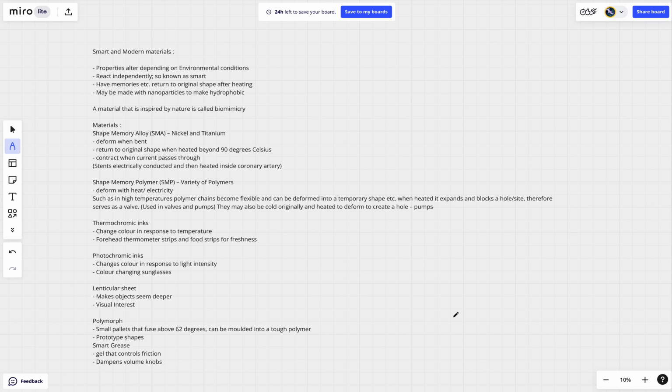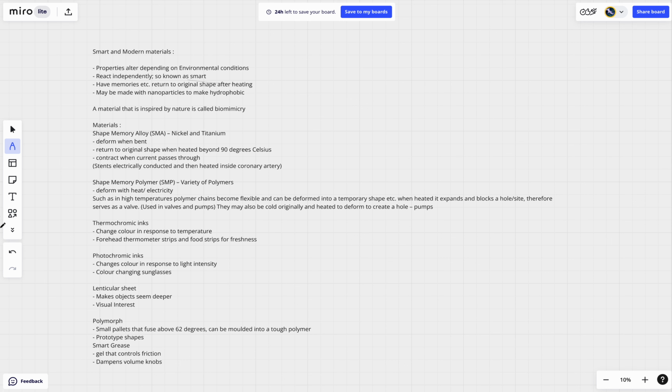This is 3.2, Smart and Modern Materials for the IGCSE Cambridge Design and Technology revision list. So today we're going to talk about smart and modern materials, what is biomimicry, and some materials that you would have to remember. Smart and modern materials are basically just materials that alter independently, depending on some external environmental factors, and as it doesn't need other materials to assist it to react, it is known as smart.